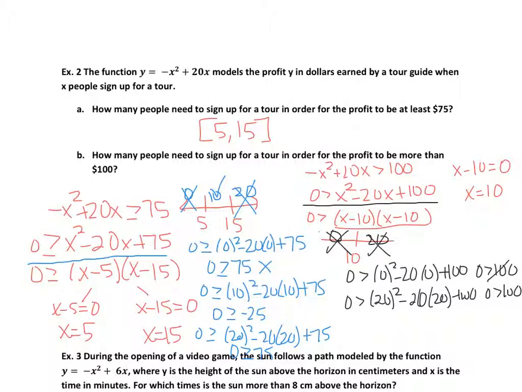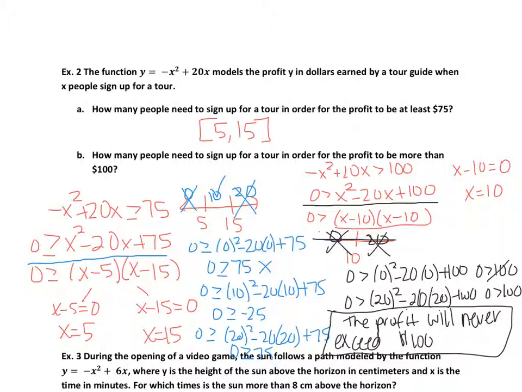What happens when you have no interval that works? You have no solution. But let's look at the context of the problem, because we're not just going to write no solution. It says how many people need to sign up for a tour in order for the profit to be more than $100. Well, what we're going to say here is that the profit never exceeds $100. And that's how we'll write no solution in the context of this problem.